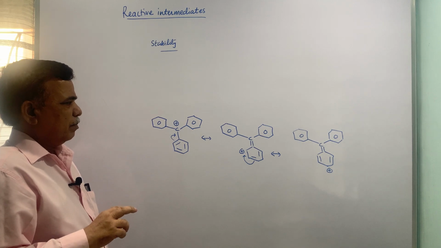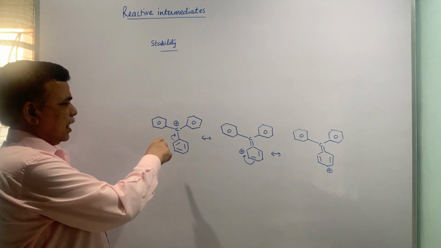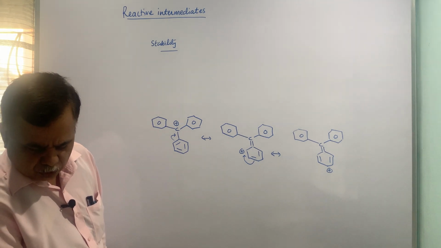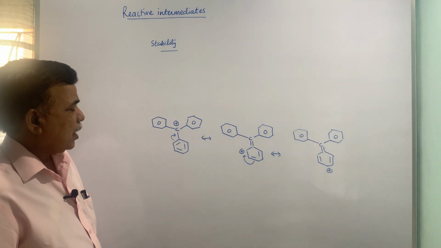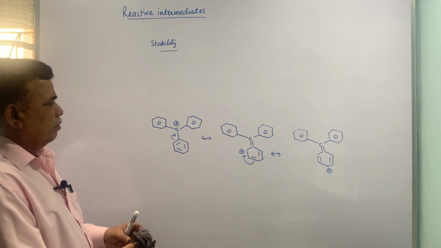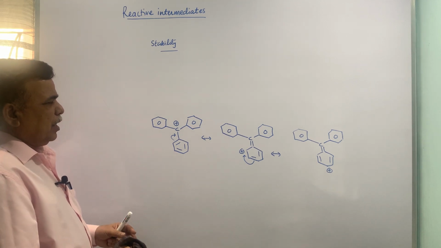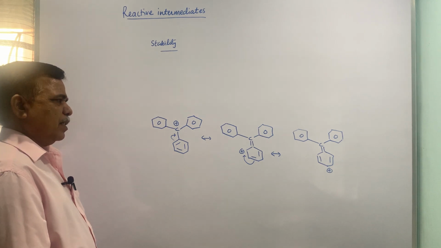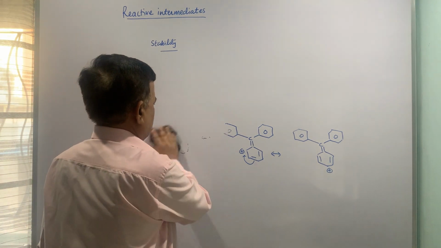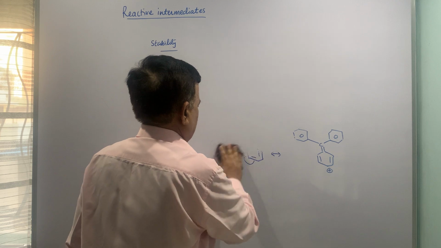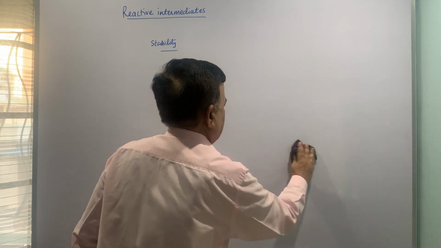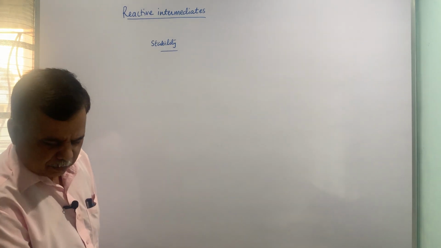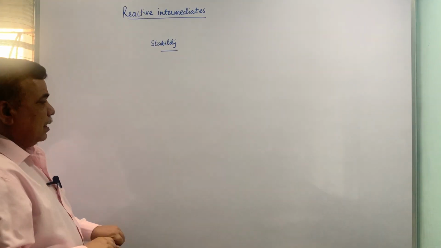So whenever this kind of stabilization is there, those carbonium ions are more stable. So the stabilization through resonance by virtue of the aromatic ring is very well known, and these triphenyl methyl cations are more stable, isolable, and were characterized nicely.